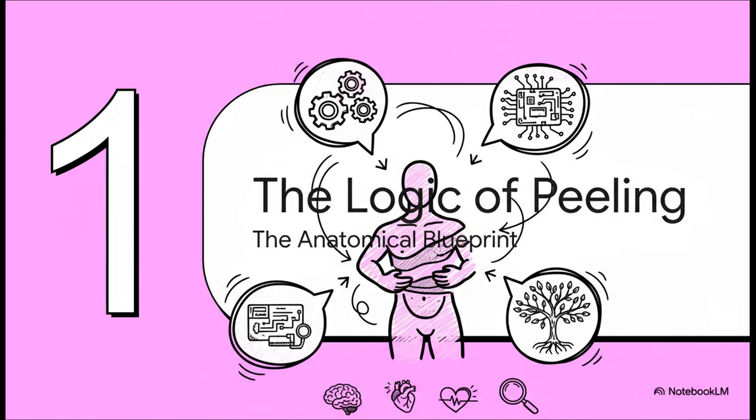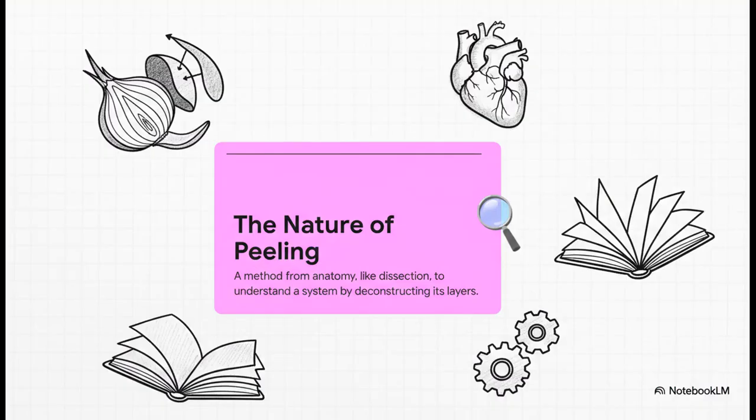Okay, let's get into the absolute core of this idea. Think of it as the source code. It's really just three fundamental concepts from anatomy that all these other totally different fields have picked up and used to solve their own problems. So first up is what's called the nature of peeling.